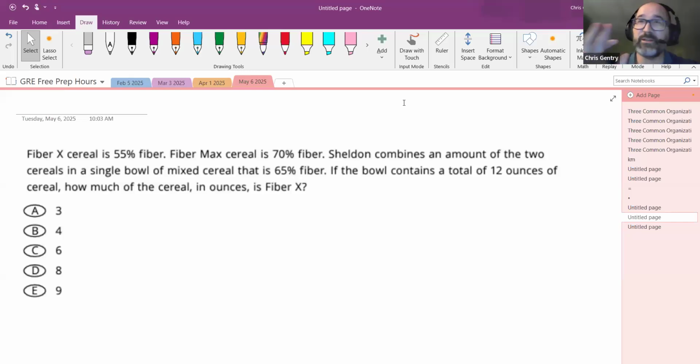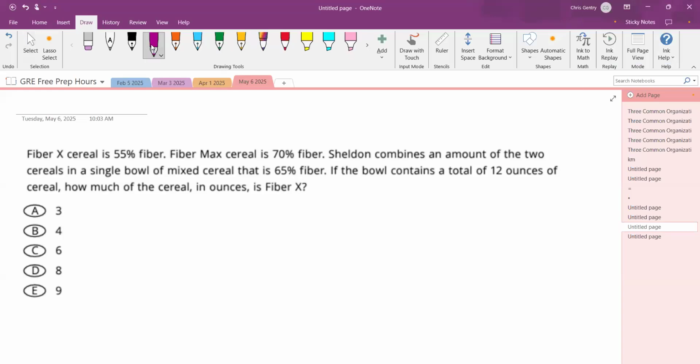Kuyabi, please get on the microphone. I tried setting up two equations. The first one was 0.55x plus 0.7m equals 0.65m, and then x plus m equals 12. I was just gonna try to plug in one of them and solve for one of the variables.